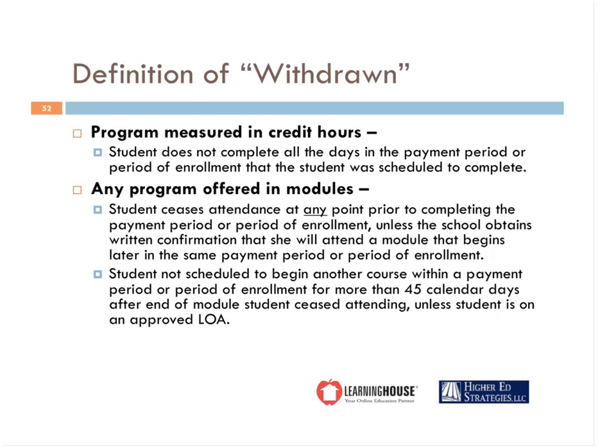What's the definition of withdrawn? For programs measured in credit hours, it's clear: the student doesn't complete all the days in the payment period or the period of enrollment the student was scheduled to complete. Most of us are familiar with that. If the program is offered in modules, it's if the student ceases attendance at any point prior to completing the payment period or the period of enrollment, unless the school obtains written confirmation that the student will attend a module that begins later in the same payment period or period of enrollment.